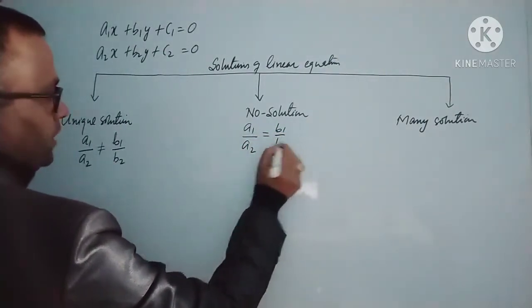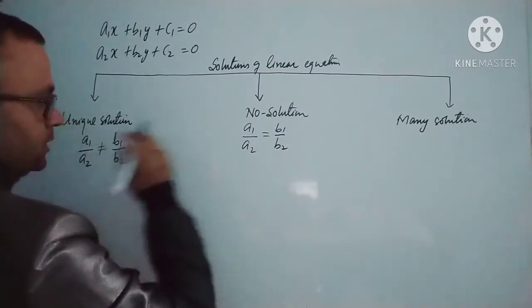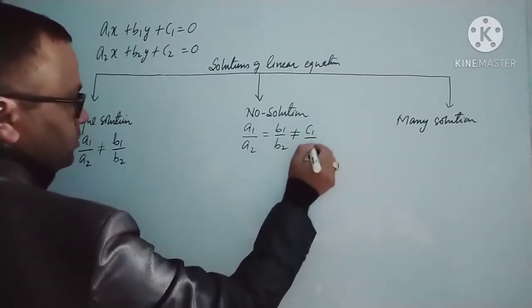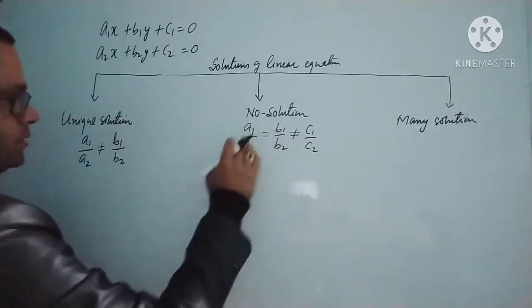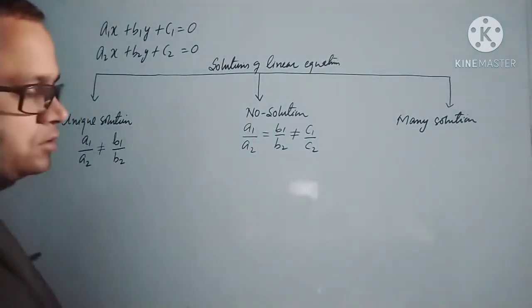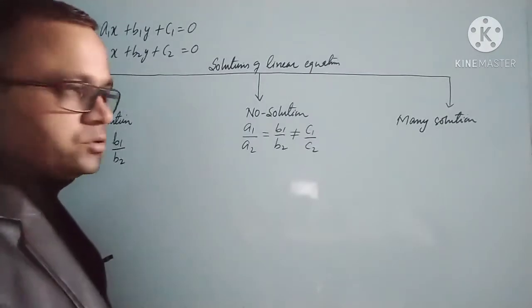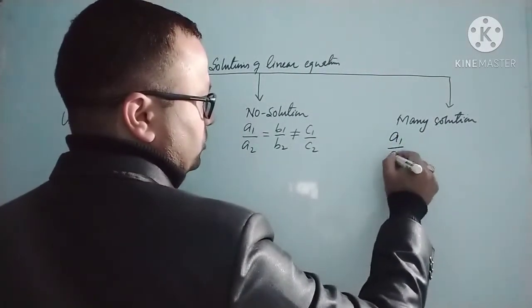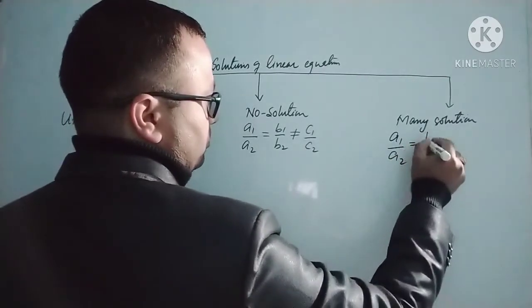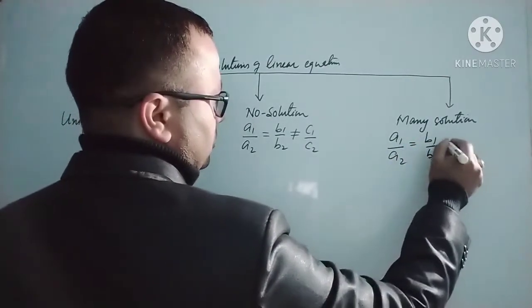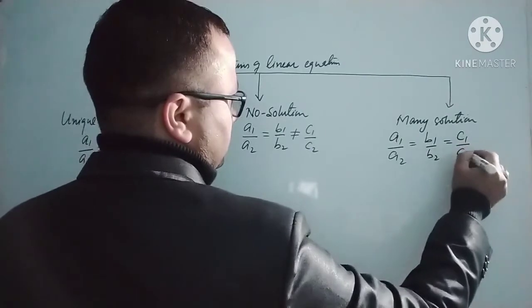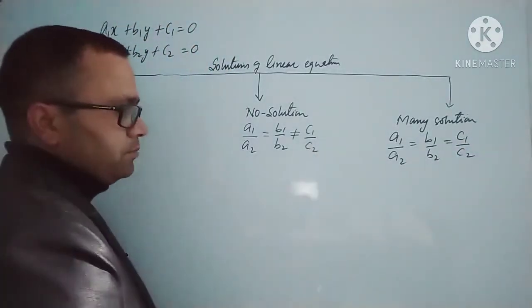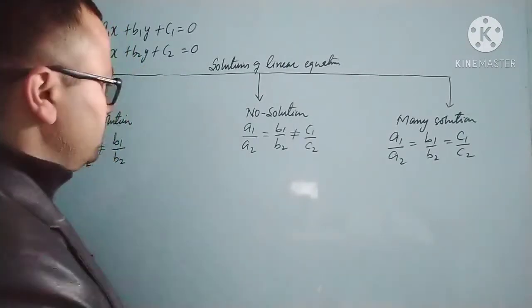but it is not equal to c1 by c2. In this case, we can say that the equation has no solution. And for infinitely many solutions, a1 by a2 equals b1 by b2 equals c1 by c2. So all the ratios are the same in the case of many solutions.